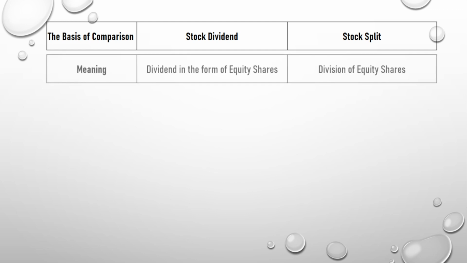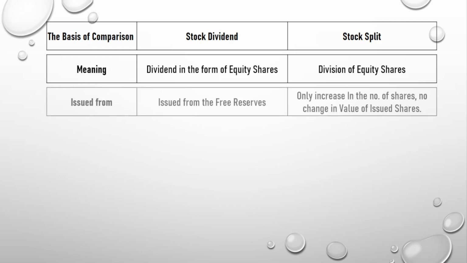A stock dividend means the dividend which is paid in the form of additional shares, whereas a stock split is a division of the issued shares in the ratios as decided by the company. A stock dividend is issued from the free reserves, whereas a stock split only increases the number of shares, with no change in the value of issued shares.